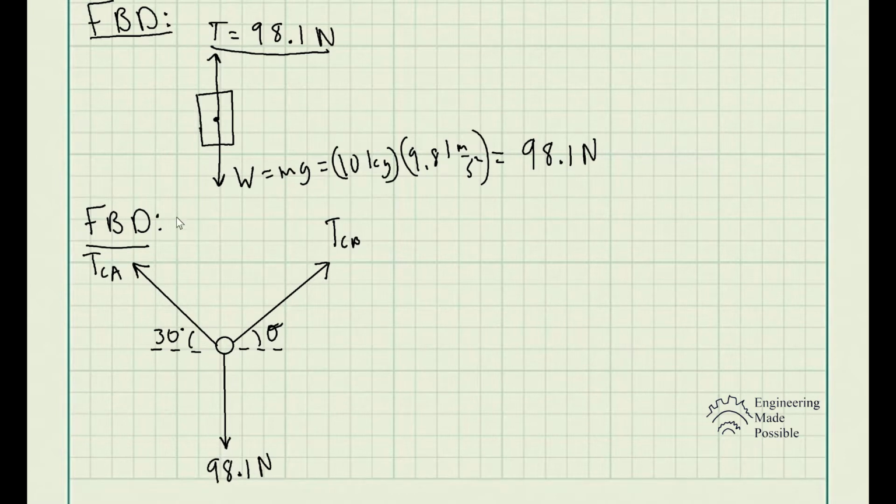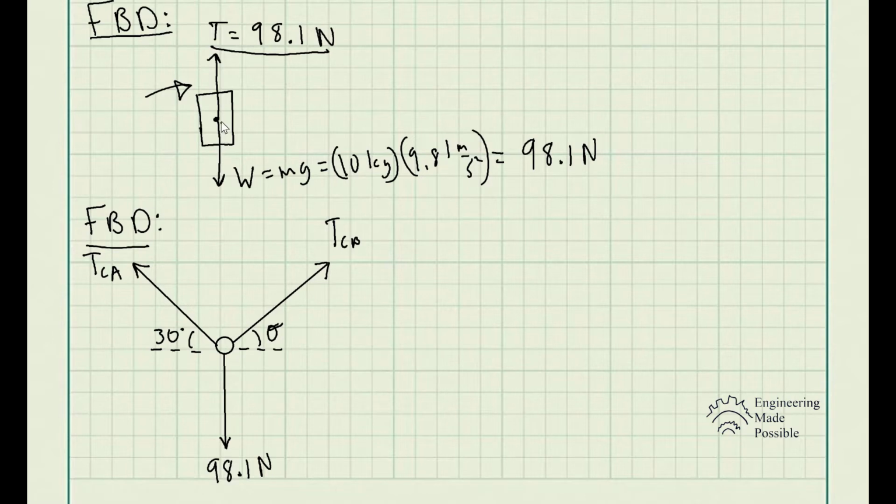Now, one thing that may be a little bit confusing, at least it was when I was initially learning this concept, is that when we first did the free body diagram on the cylinder, we had this tension going upward, right? T is equal to 98.1 going upward. But now, when drawing the free body diagram with respect to the ring, we're pointing it downwards. That's because for every action, there's an equal and opposite reaction. So in other words, look at it this way.